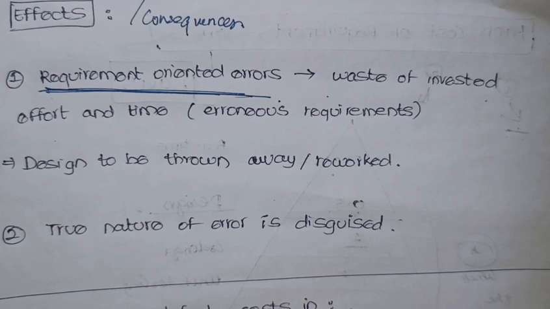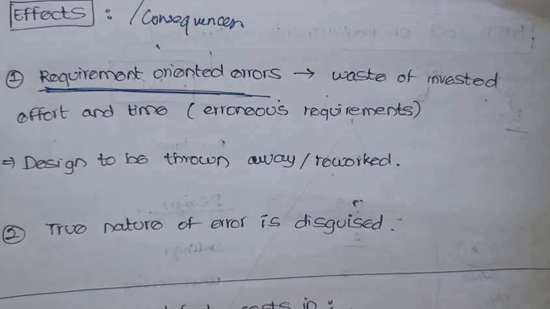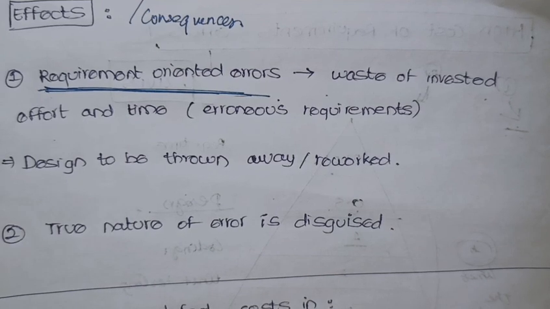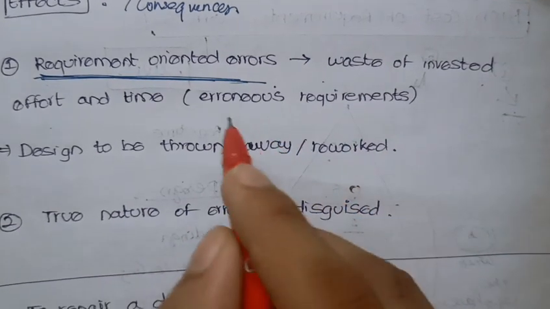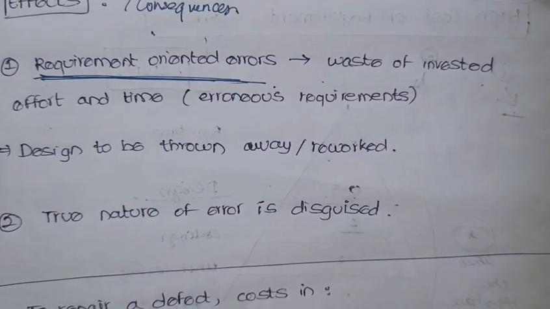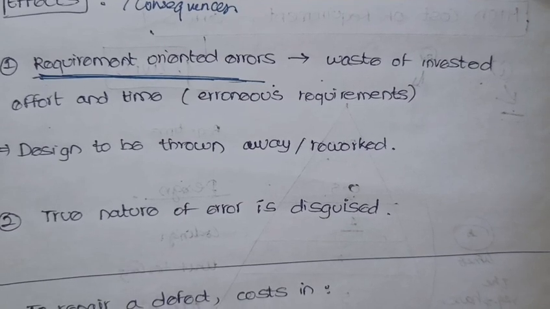So what happens? It's a waste of time, as we have to create a design again, we have to do the analysis again, we have to do the specification again, we have to do the coding again. It's a complete waste of time and effort, and also the resources. So these are due to the erroneous requirements. What are erroneous requirements? Basically, it is called incorrect requirements. So when we create a design, coding, analysis due to incorrect requirements, we have to redo it again. It is a complete waste of time.